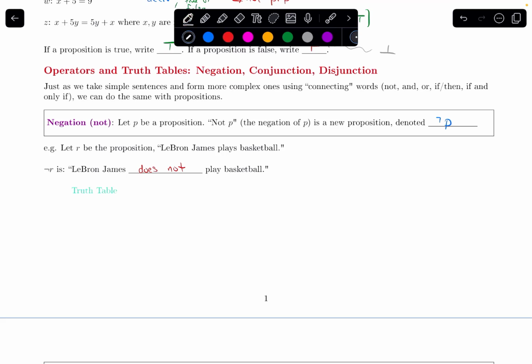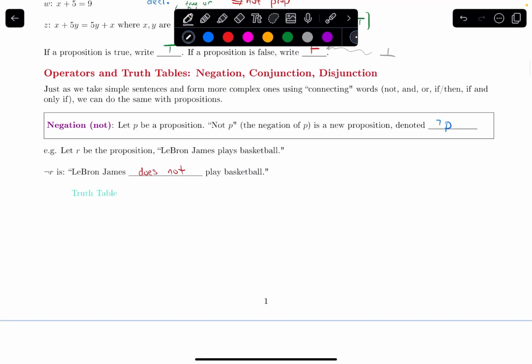One of the things I can do with these operators when I build these other propositions is look at what's called their truth table to analyze when the proposition is true and when it's false. I'm going to be more general here, so I'm not going to use this specific R. I'm going to call my proposition P, and next to it, I'll have the negation of P. Then I'm going to draw a horizontal line underneath them, and a vertical line between them to separate out columns.